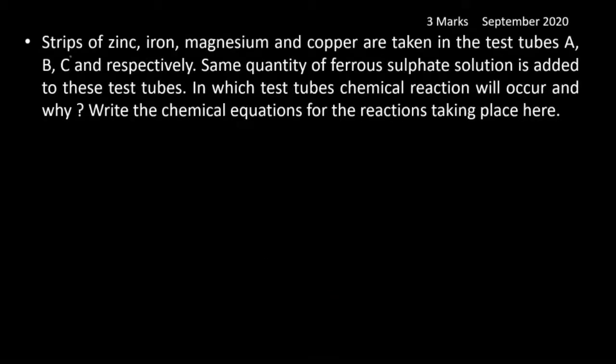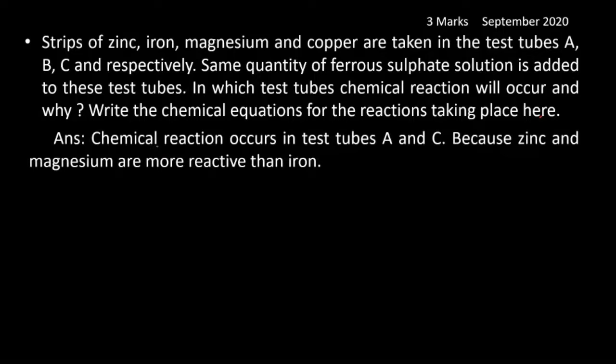Next question is, strips of zinc, iron, magnesium and copper are taken in the test tubes A, B, C and D respectively. Same quantity of ferrous sulfate solution is added to these test tubes. In which test tubes chemical reaction will occur and why? Write the chemical equations for the reactions taking place here.